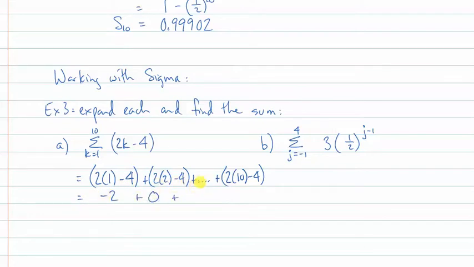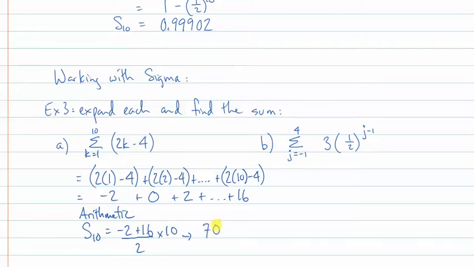The next term, I probably should have written it, 2 times 3 minus 4 is positive 2, and so on, and I end with 20 minus 4, or 16. Now, looking at this pattern, we can see that we're actually increasing by 2 every time. This is arithmetic. So to find the sum of 10 terms, I take the first term of negative 2, the last term of 16, divide by 2, and multiply by the number of terms. We did that in a previous lesson. That's 14 over 2, which is 7 times 10. 70 is that sum.